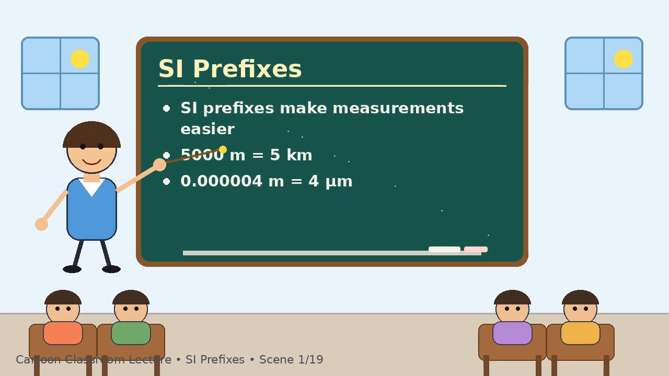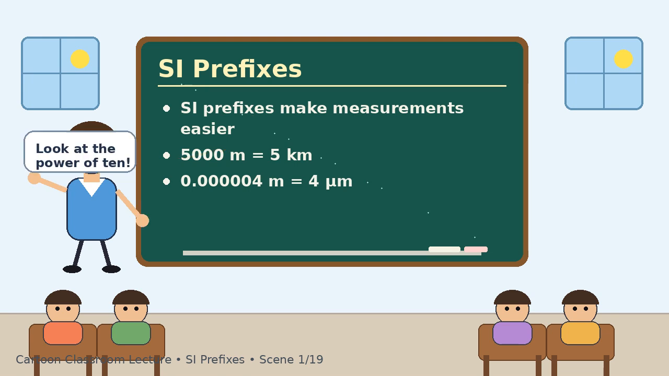In science and mathematics, measurements can be very large or very small. Writing many zeros is difficult and can lead to mistakes. For example, 5,000 meters can be written more conveniently as 5 kilometers. Similarly, 0.000004 meters can be written as 4 micrometers. The symbols K and micro are called SI prefixes.